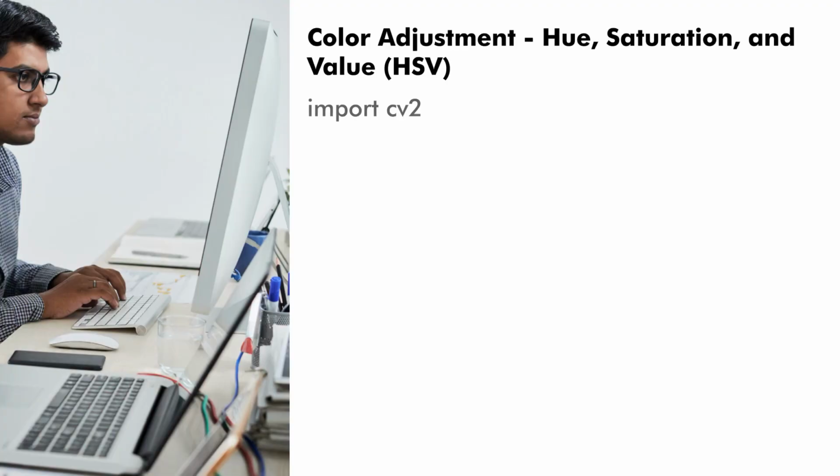So, again in color adjustment one more factor is hue, saturation and value, that is called HSV. HSV stands for hue, saturation and value, as we discussed. It is an alternative representation of colors that separates color information, it means hue, intensity or the saturation, and brightness into three distinct components. So, Python code for this.